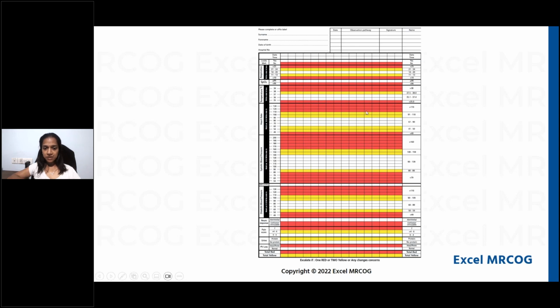This particular picture of the MEOWS chart, I just added to tell you that whenever they give you MEOWS in the exam, they may give you a MEOWS chart to read. What you need to remember is that you need to look at the red or the orange, wherever there are red areas, and see if any of the observations are falling in those areas. So you know that those are the significant features. Don't try to read the entire MEOWS chart. See if it is falling in the red.